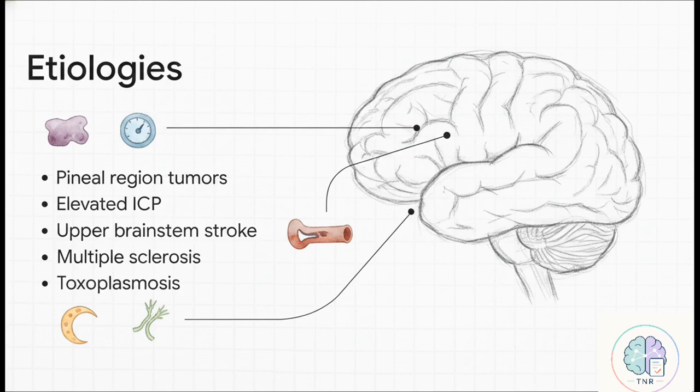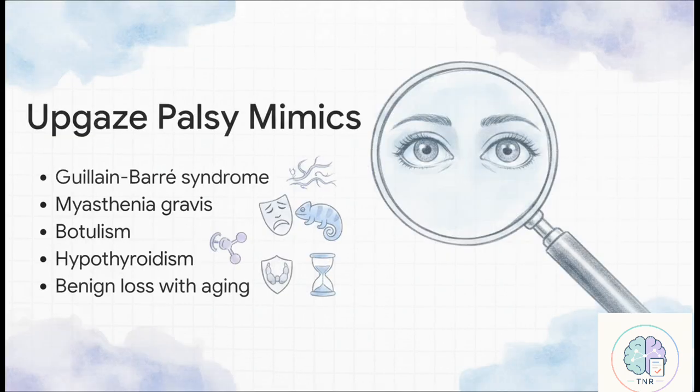But before you definitively diagnose a structural midbrain lesion, ask yourself, could this just be a mimic? You absolutely must rule out systemic conditions affecting ocular motility like Guillain-Barré syndrome, myasthenia gravis, botulism, and hypothyroidism. And hey, never forget the gradual benign loss of upgaze that's just naturally associated with normal aging. Meticulous clinical correlation is everything.